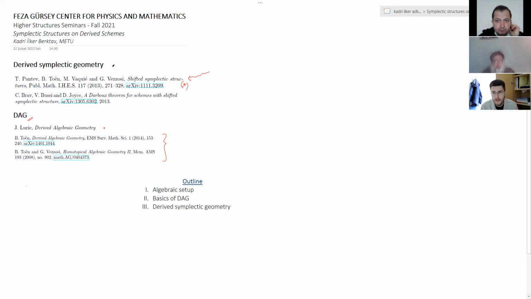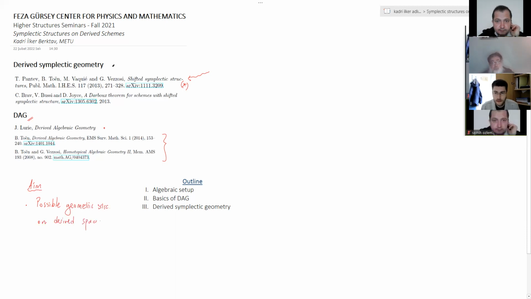But as I said, our main aim is to discuss possible geometric structures on derived spaces. And to be more specific, we are going to be interested in explicit local models, so explicit presentations.